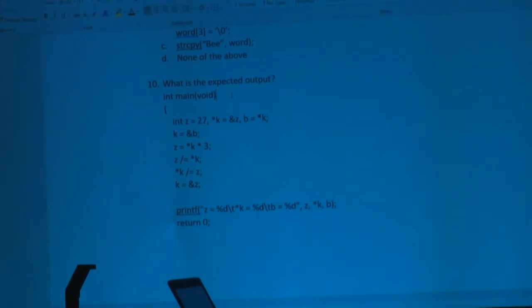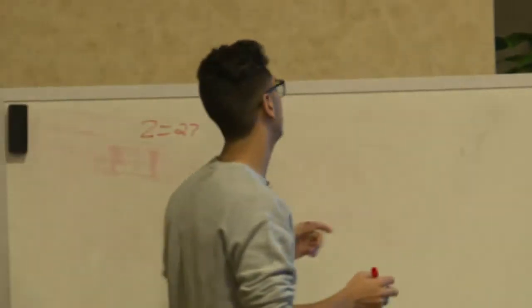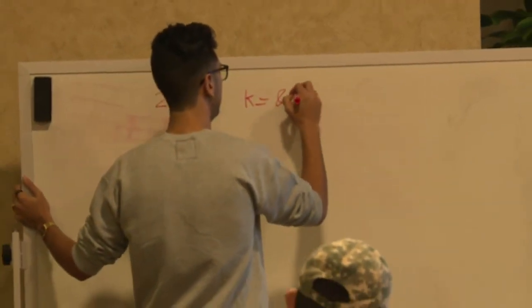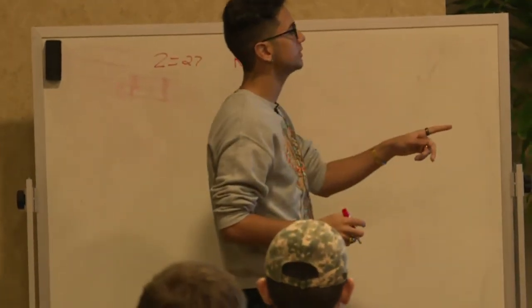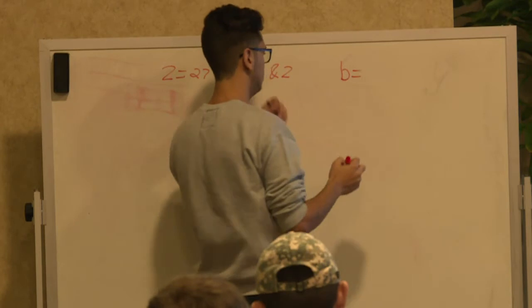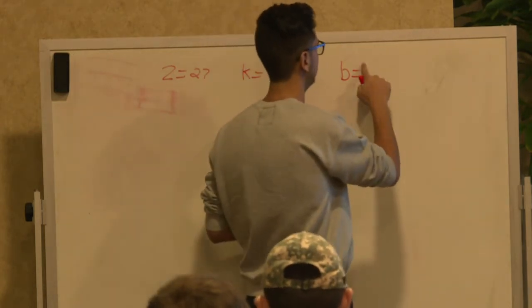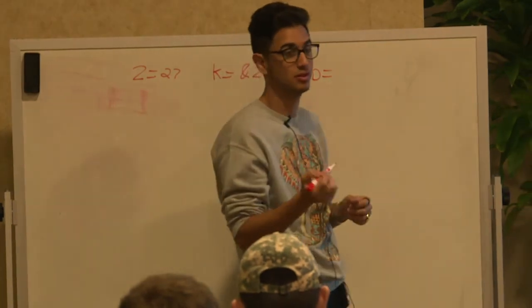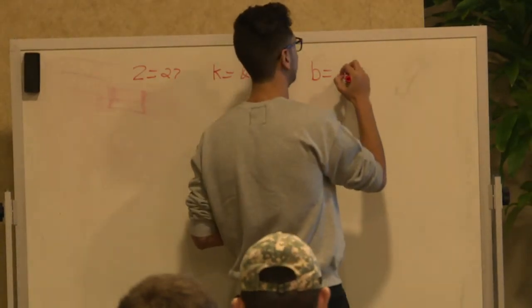So as always, let's get our variables in order. We have z equals 27. We have pointer k equal to the address of z. And then we have b equal to dereferenced k. So what is b equal to? Someone just shout it out. The value of k, so 27.